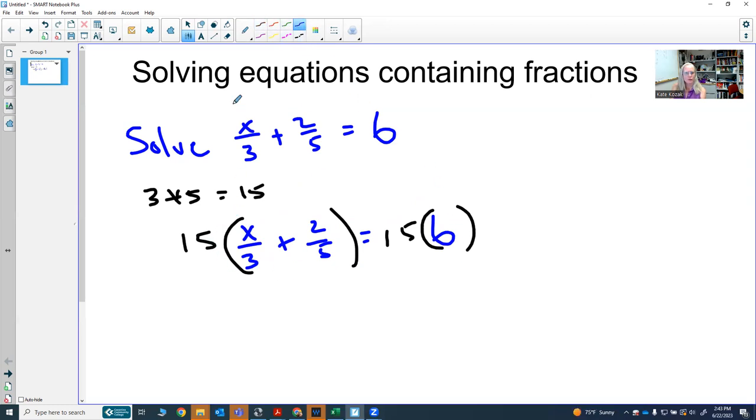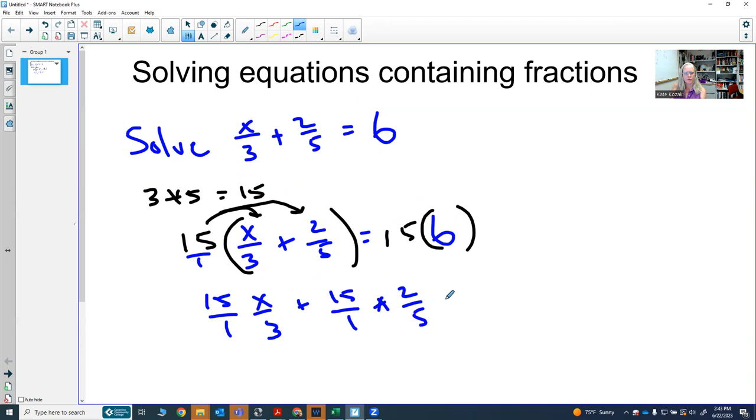Once I've done that, I want to distribute that 15 through to these two terms on the left-hand side of the equation. So that gives me 15 over 1 times x over 3, and then 15 over 1 times 2 over 5, and then you're going to have 15 times 6 on the other side.